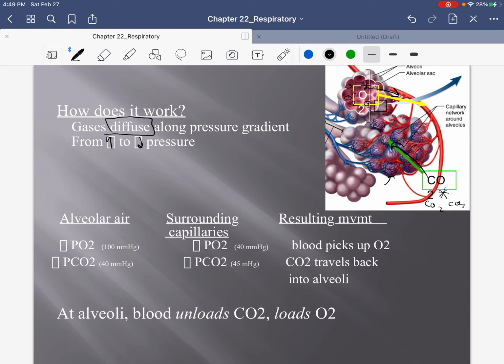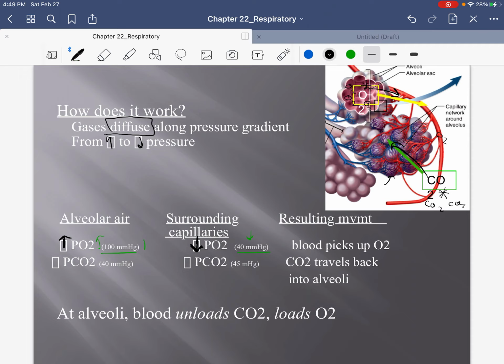So let me fill in the gaps here. If we're looking at oxygen, the partial pressure of oxygen in the alveoli is 100 millimeters of mercury. The partial pressure of oxygen in the surrounding capillaries is only 40. So there's some oxygen here, but not much. You do not need to know these numbers. I'm just giving them to you as examples to demonstrate that there is a higher concentration here and a lower concentration here. So that's why oxygen will move from high to low.